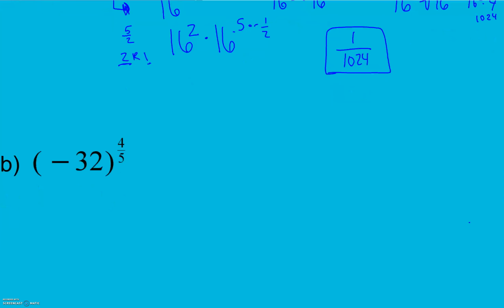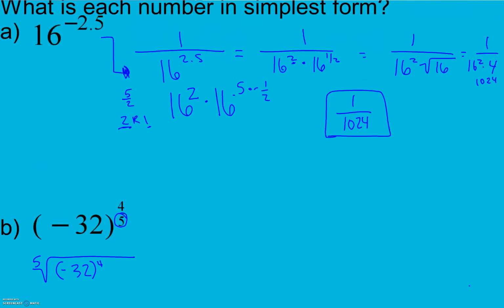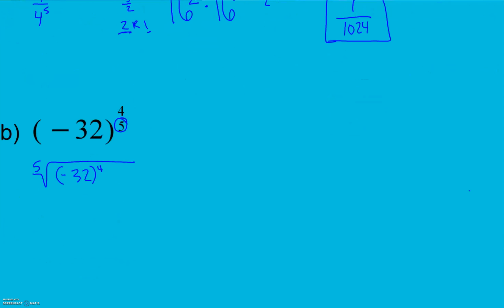Same idea here for b. I'm going to take the 5th root of negative 32 to the 4th power. And up here we could have done this as well. We could have simplified it and had the square root of 16 to the 5th power. The square root of 16 is 4. 4 to the 5th power also gets me here. So whether we reduced it right away and took out the full sets or did it all in one, it didn't matter. So here I'm going to do this first by taking the radical.